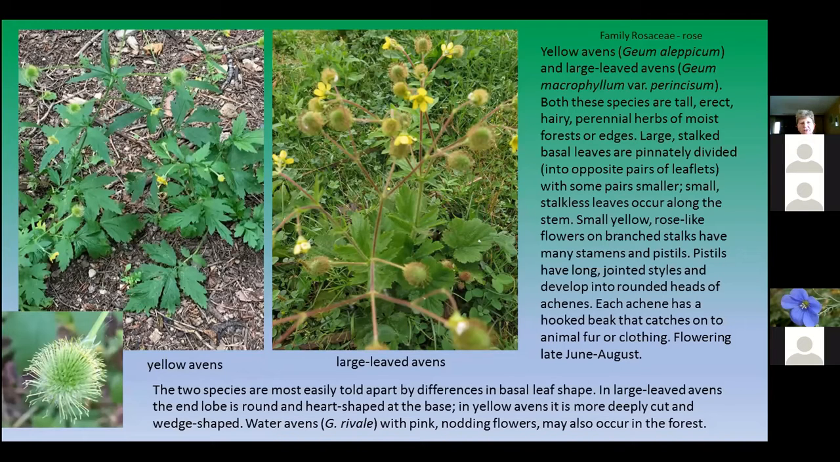They are moist forest floor species. They're in the rose family, and they have these small yellow flowers that are a bit reminiscent of potentillas, if you're familiar with garden potentillas, or even the native ones. The two species are distinguished mainly by the shape of the terminal leaflet on the compound leaf, which is wedge-shaped in yellow avens and much more rounded and heart-shaped in the large-leaved avens.